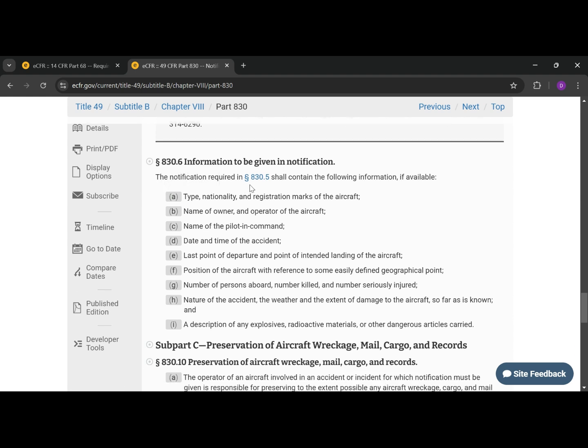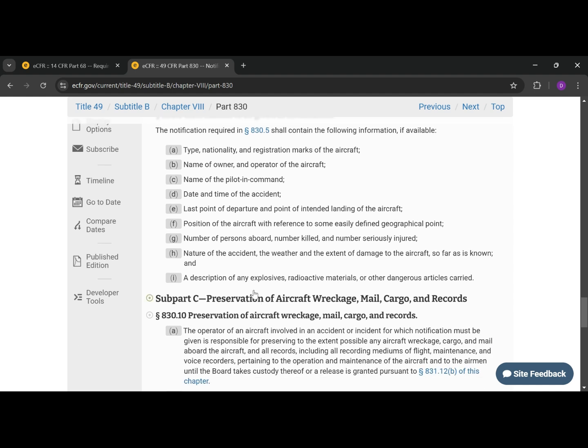The notification required in 830.5 shall contain the following information if available: the type, nationality, and registration marks of the aircraft, name of owner and operator of the aircraft, name of the pilot in command, date and time of the accident, last point of departure and point of intended landing of the aircraft, positions of the aircraft with reference to some easily defined geographical point, number of persons aboard, number killed and number seriously injured, nature of the accident, the weather, and the extent of damage to the aircraft so far as known, and a description of any explosives, radioactive materials, or other dangerous articles carried.